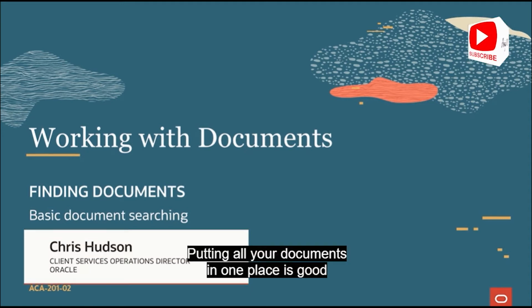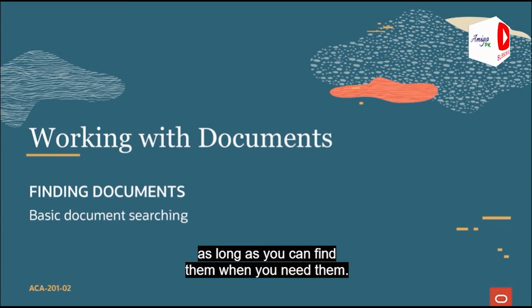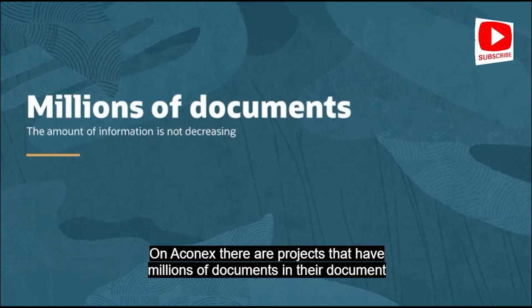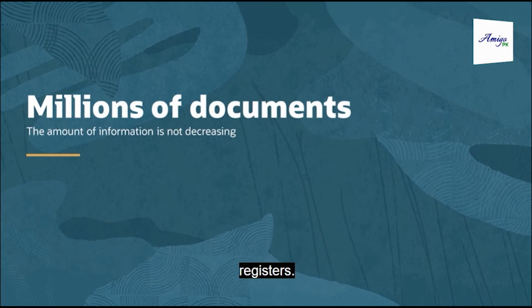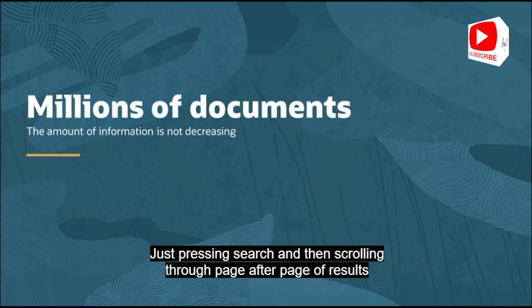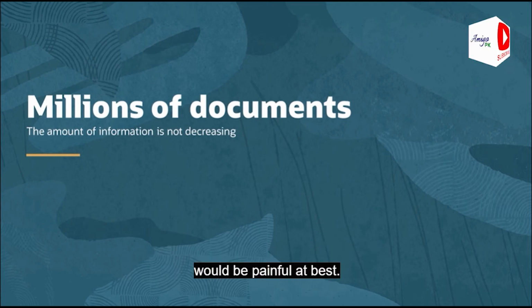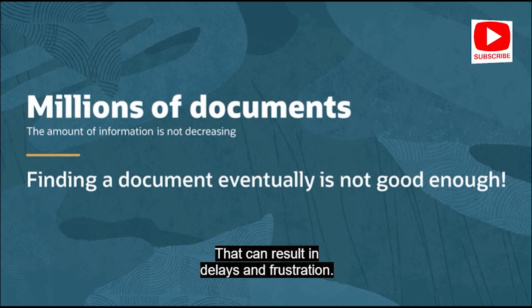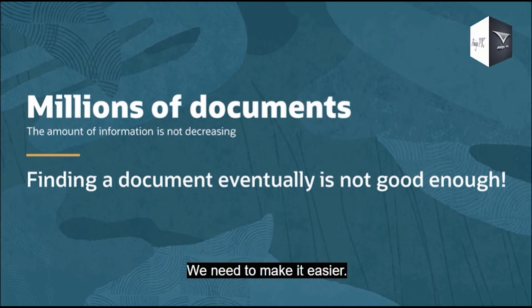Putting all your documents in one place is good, as long as you can find them when you need them. Let's reinforce why efficient searching is so important. On Aconex, there are projects that have millions of documents in their document registers. Just pressing search and then scrolling through page after page of results will be painful at best. It's not good enough to find documents eventually. That can result in delays and frustration. We need to make it easier.